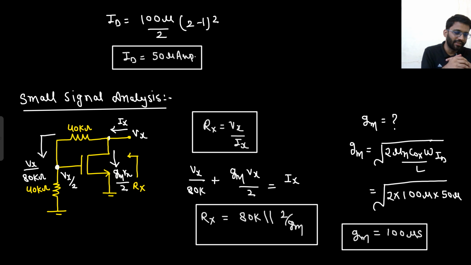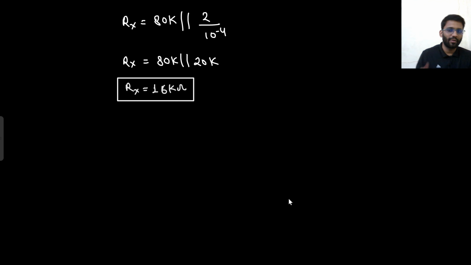So you need to calculate the value of Gm. Gm you can get from the ID value, root 2 mu n Cox W by L into ID. So mu n Cox W by L value you are having, that is 100 micro, and ID value you got, that was 50 microampere. So from there Gm value you got is 100 microsiemens, right? That means here Rx value would be 80K parallel with 2 by 100 micro. 100 micro means 10 to the power minus 4. That means 20 kilo. So 80 parallel with 20 kilo, that would make 16 kilo. So Rx is 16 kilo. That's it. That's the final answer.